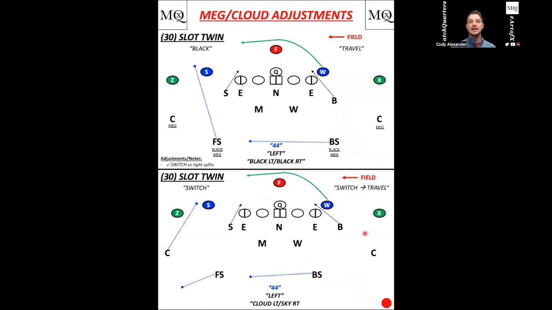So the moment that you get that, let's talk about these more spread alignments. So now we've got what we would call slot twins. So we've got a 2 receiver split out wide and traditional, and then we've got a slot receiver on the other side. So it's twin slot. Anytime we get this, we're going to give a cloud call. So cloud call just means we're going to play cover 2.